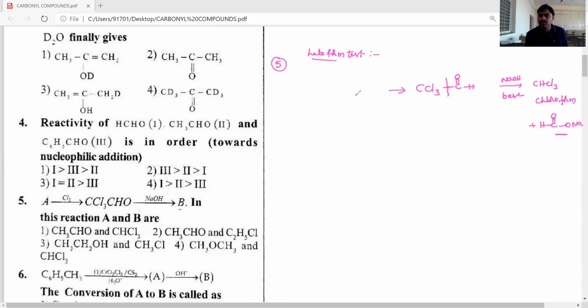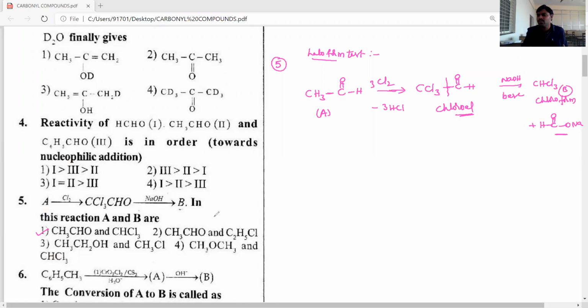How can we produce the starting material, dear students? This functional group remains as it is. Here the CH3 group is treated with chlorine, meaning 3 moles of chlorine, with loss of 3 HCl. We get chloral. Trichloroacetaldehyde is known as chloral. Now A is acetaldehyde, and B, the major product, is chloroform. Now the answer is CH3CHO and CHCl3, so the first option is correct. It is an application of the haloform test.